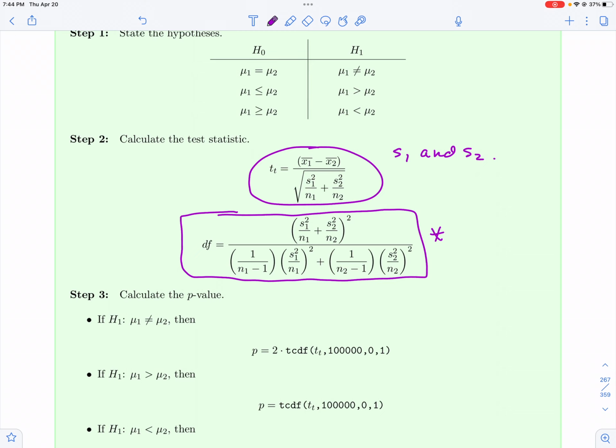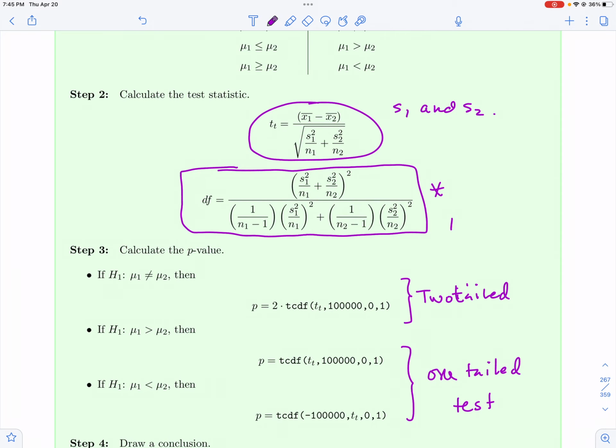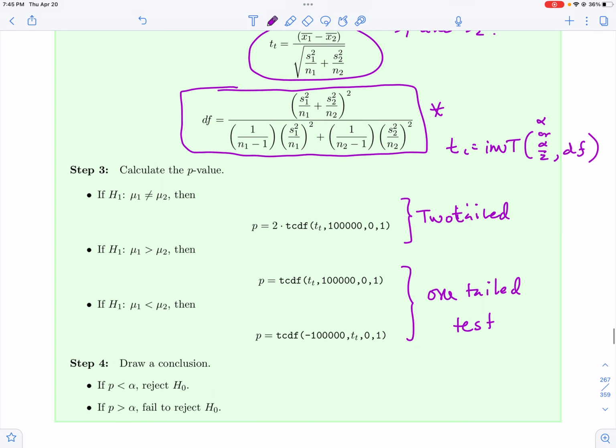All right, so step three is identical to what we did last time, except we're swapping out normal CDF for T CDF. We still have our two-tailed test, which is multiplied by 2, and then we have our one-tailed test. Oh, and I forgot to mention up above in our T comparison, we're going to be using inverse T instead of inverse norm. Again, we're either going to use alpha or alpha over 2, and then our degrees of freedom. Whether we use alpha or alpha over 2 depends on whether it's a one-tailed or a two-tailed test. And then finally, draw a conclusion.